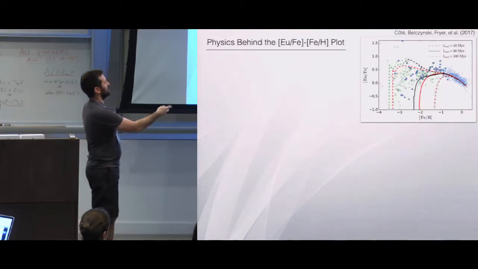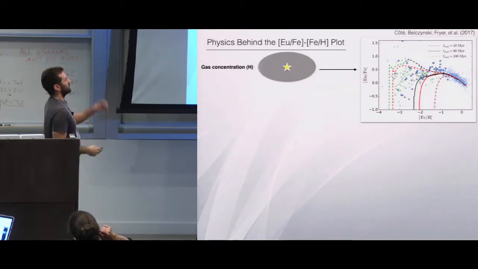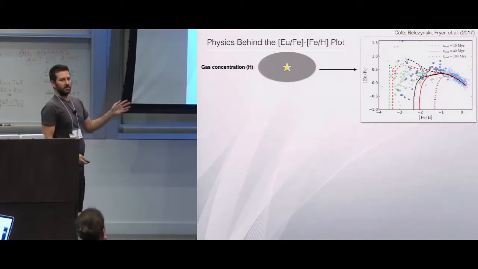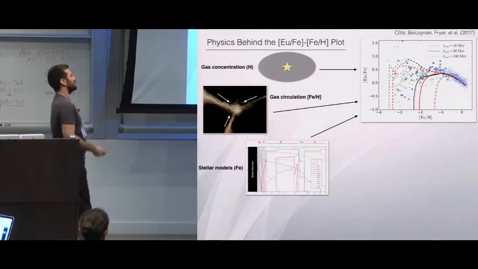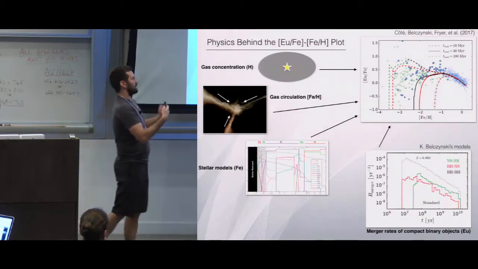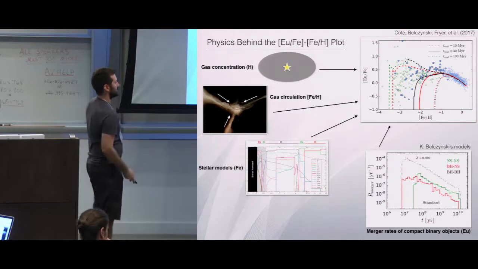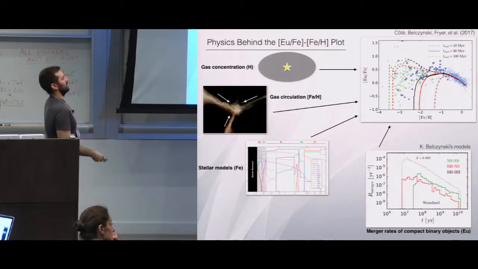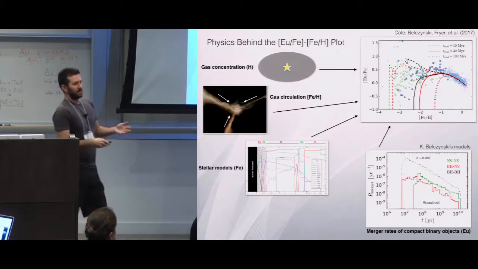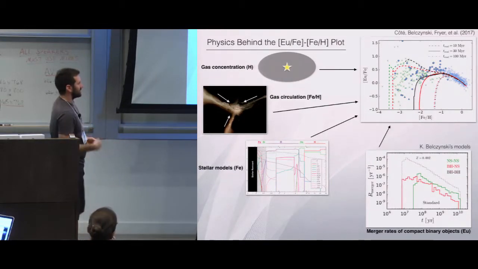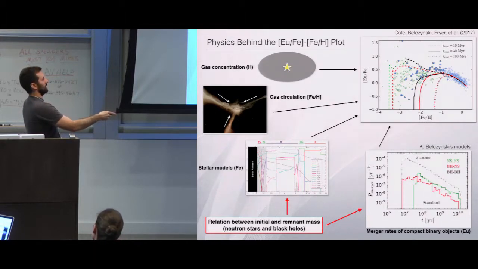So for all the physics that goes behind trying to find this plot and explain the observation, you need to know how efficiently you form stars, what is the gas circulation inside your galaxy, how much iron is ejected by your stars, and what is the rate of neutron star mergers, which is typically given by population synthesis code, here by Chris Belczynski, who many of you know already. And the mass function of black holes and the relation between the initial mass and the final mass of stars is actually an input for these models.